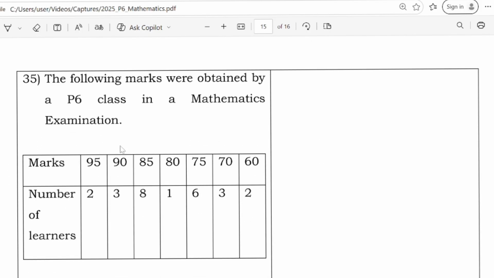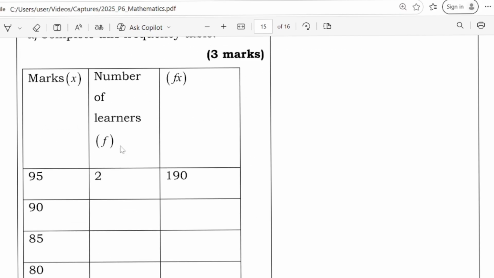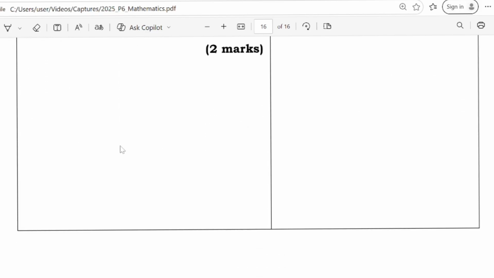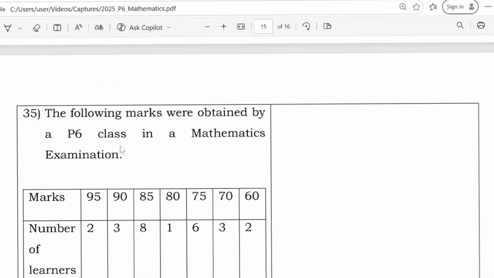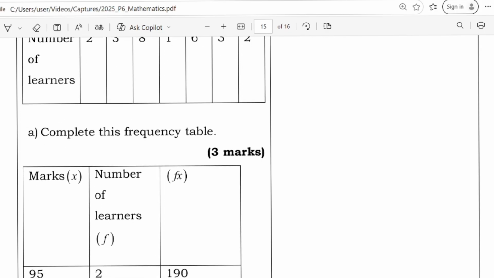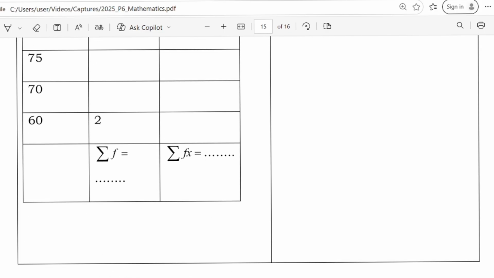This is the last question of the 2025 national exam. Yes, this is the last question. So let me show you where this is the last question. It was about statistics. Yes, it was about statistics, and you should see, yes, it's all about statistics.